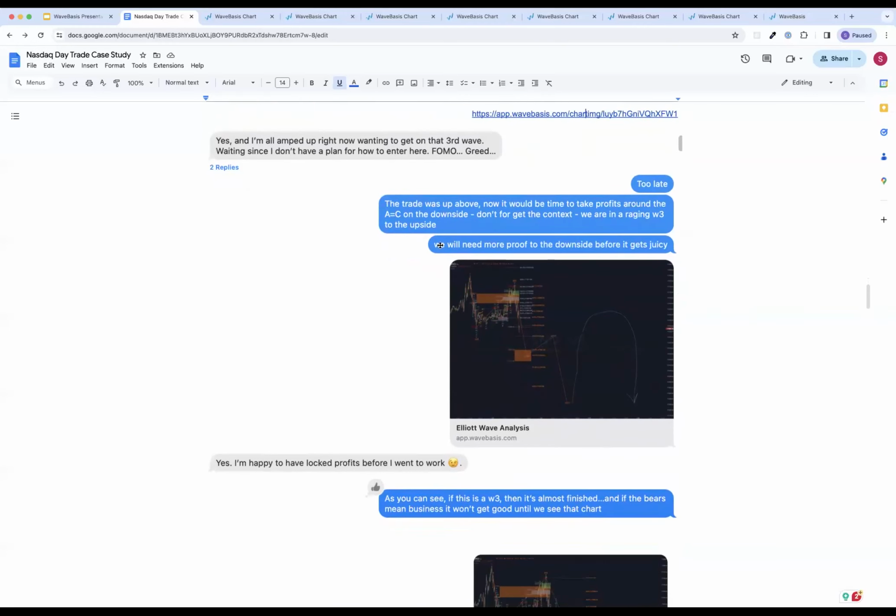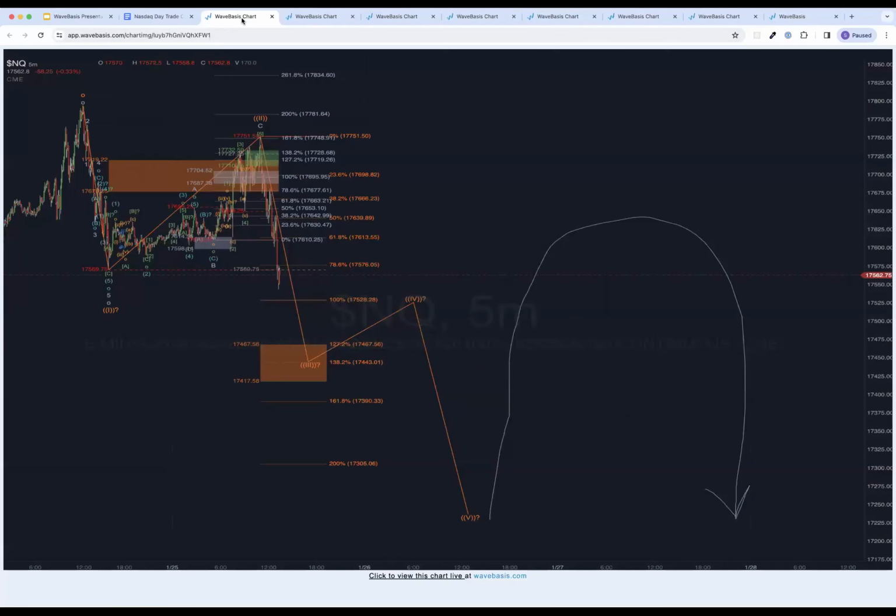So as I told him, we're going to need more proof to the downside before it gets juicy. And so I said, if this is going to continue going, rinse, repeat. Is it on that chart? Yeah. If this move is going to continue, we're going to do just the same thing we did here. We're going to wait for it to do 5 and then go again from up here. We're going to, again, let the market come to us. We're not going to chase it.